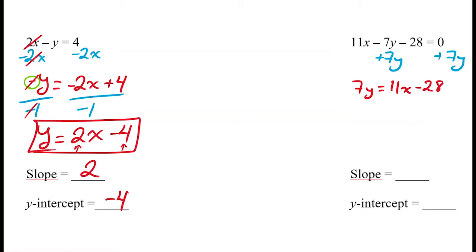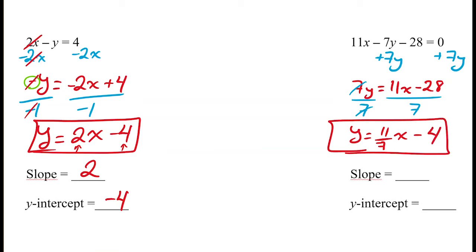Oops, sorry about that. And now all we have to do in order to get y by itself is divide by 7, divide by 7. So y equals 11/7 x minus 28 divided by 7 is 4. So our slope is 11/7 and our y-intercept is negative 4.